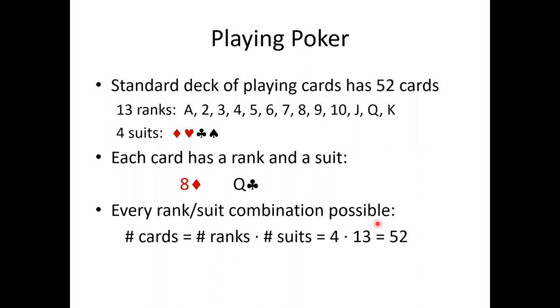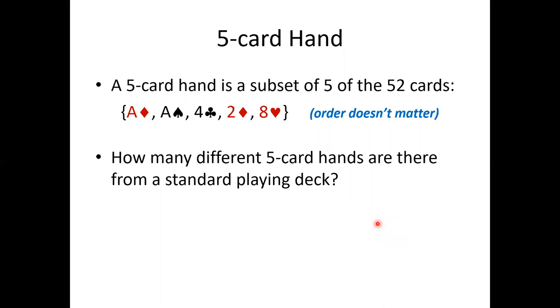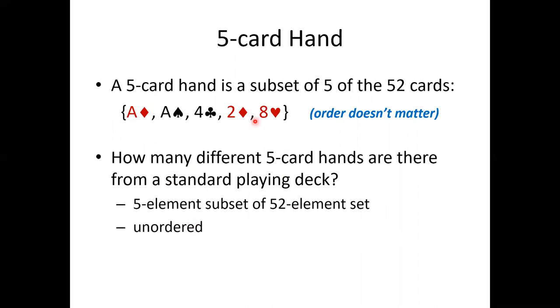Now in poker, you're dealt a hand, which is 5 cards. And the order does not matter, so you can rearrange cards in your hand. It's not the ordering that matters, it's a subset. So the first thing is, how many different 5-card hands are there? Well, it's a 5 element subset of the set of 52, and order doesn't matter. So it's 52 choose 5. That's how many, and if the deck is perfectly shuffled, you're going to get one of them with equal probability.